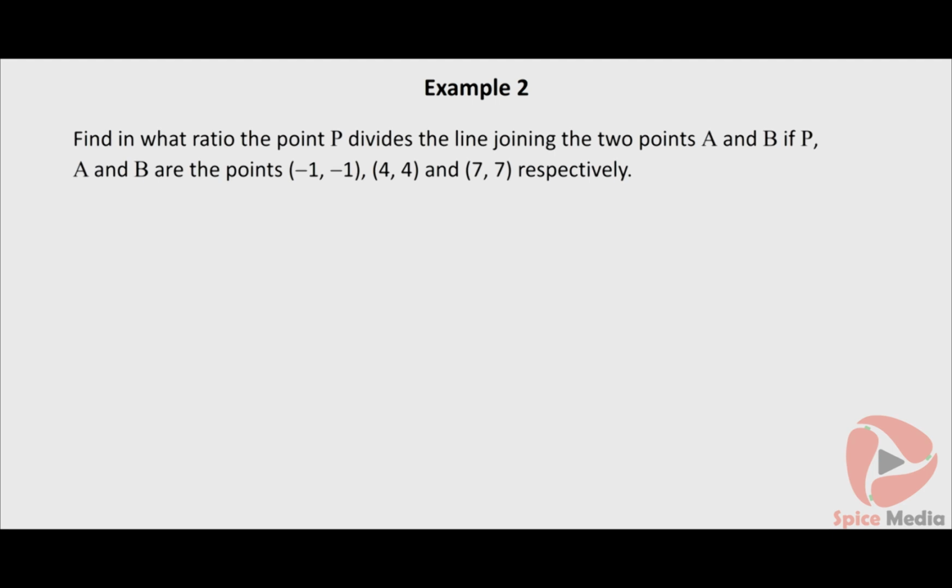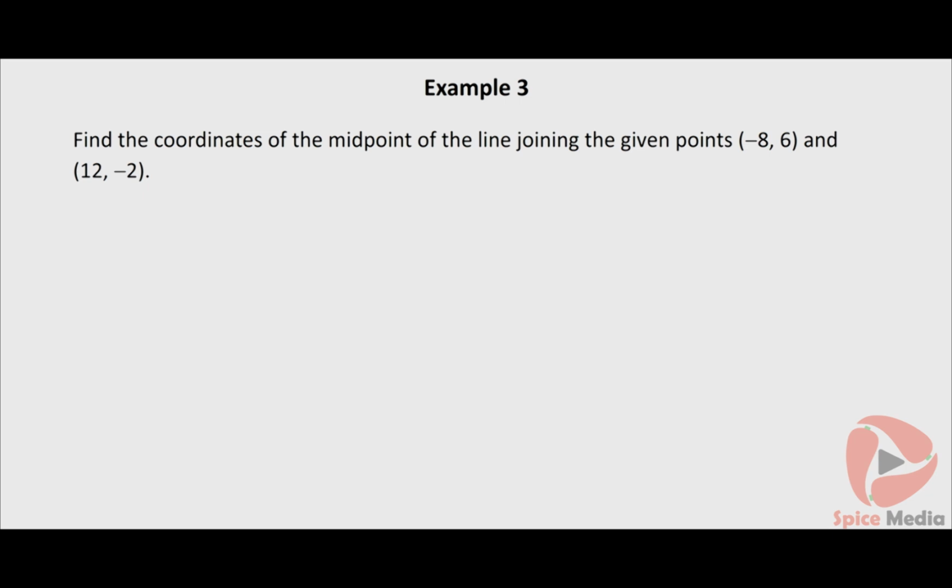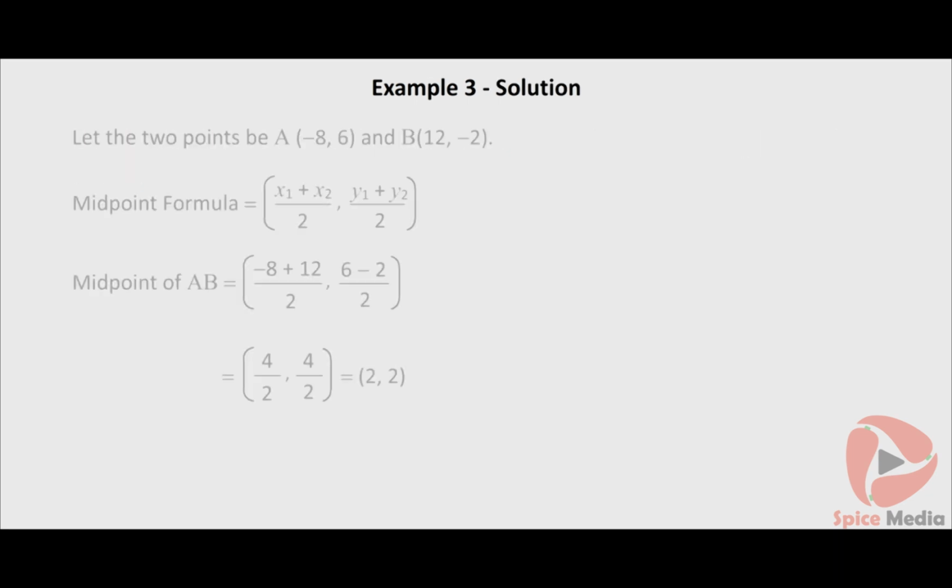Example 2. Find in what ratio the point P divides the line joining the 2 points A and B if P, A and B are the points (-1, -1), (4, 4) and (7, 7) respectively. Click on the solution button to view the solution. Example 3. Find the coordinates of the midpoint of the line joining the given points (-8, 6) and (12, -2). Click on the solution button to view the solution.